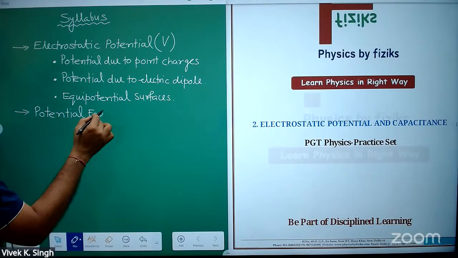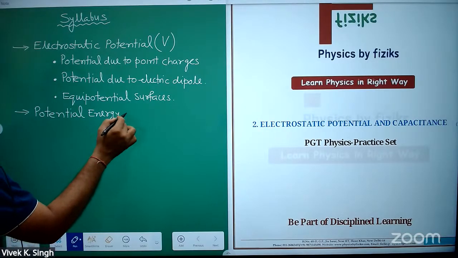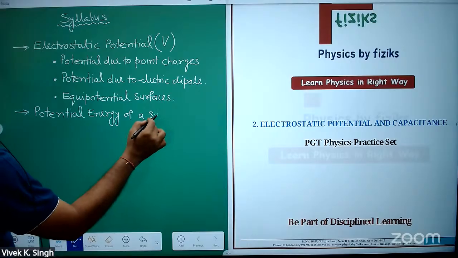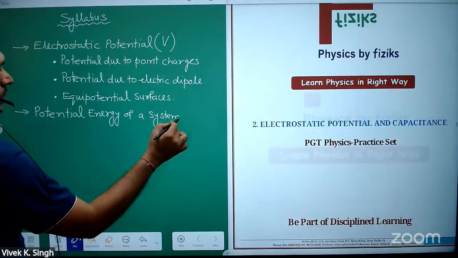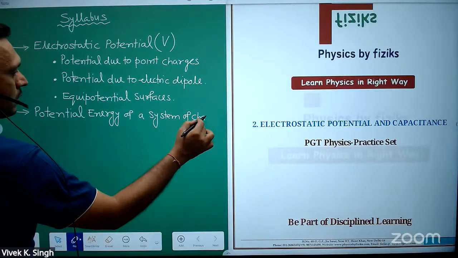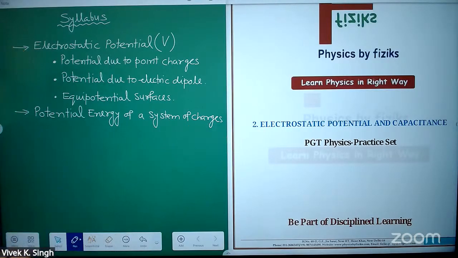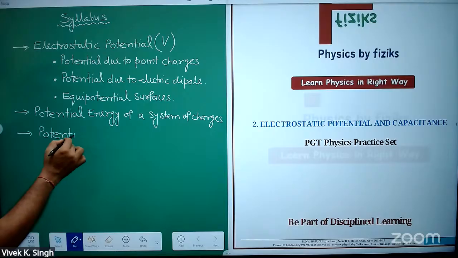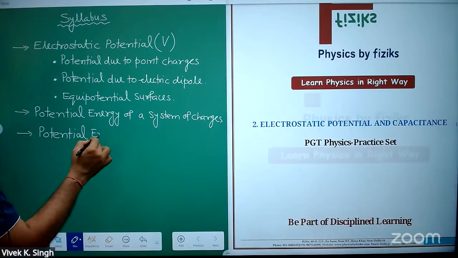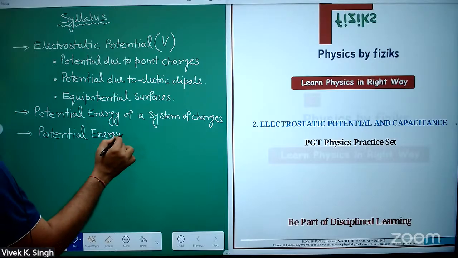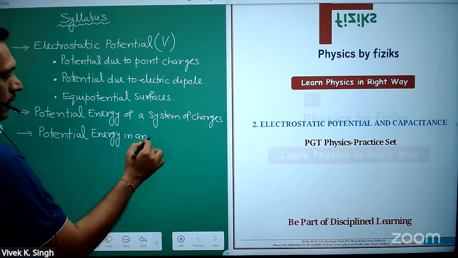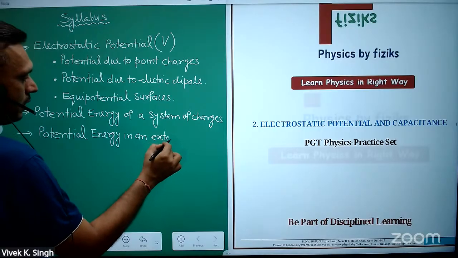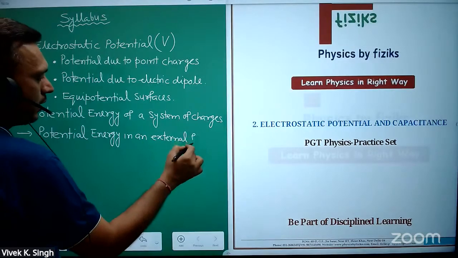Potential energy of a system of charges. Potential energy in an external field, that is, in an external electric field.